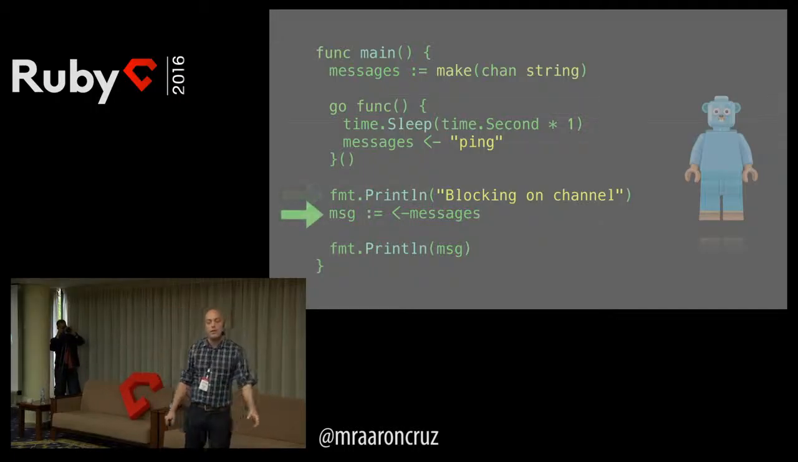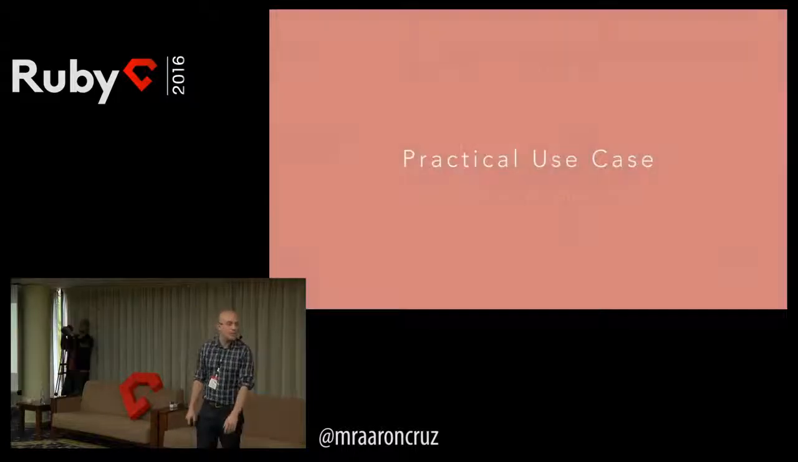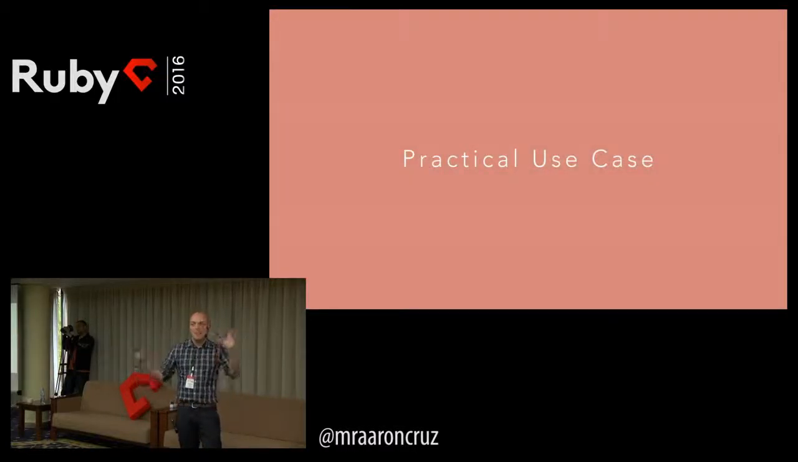And when we have an arrow, that means block on waiting for something to be available in this channel. And then we print a message. So yeah, if you're interested in channels and doing crazy stuff with them, come and talk to me. But that's the best I can do right now.